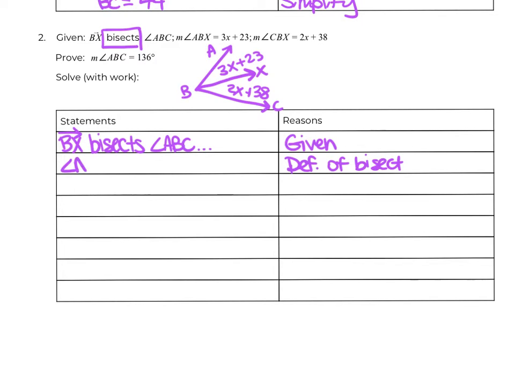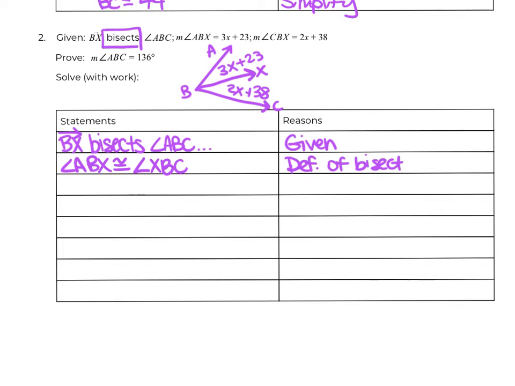Angle ABX equals angle ABX. What's the equals word for geometry? Congruent to what? XBC. Okay? We know that they're congruent because that's what bisect means. It means it cuts that in half and it sets those two equal. It's two equal halves.